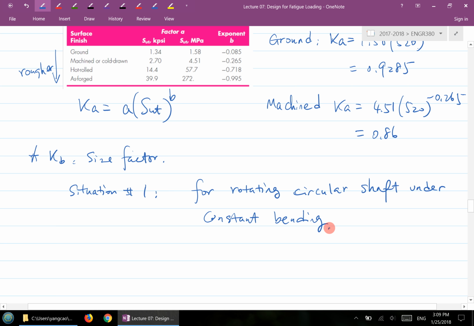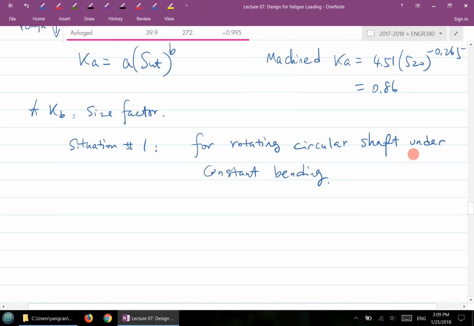So try to envision what this scenario means. You have a shaft rotating, and then there is a constant bending applied. That's exactly the scenario corresponding to which test? Exactly, right? So this is basically a completely reversed loading. Now if you think about it, for the lab condition, the size is 0.3 inch.